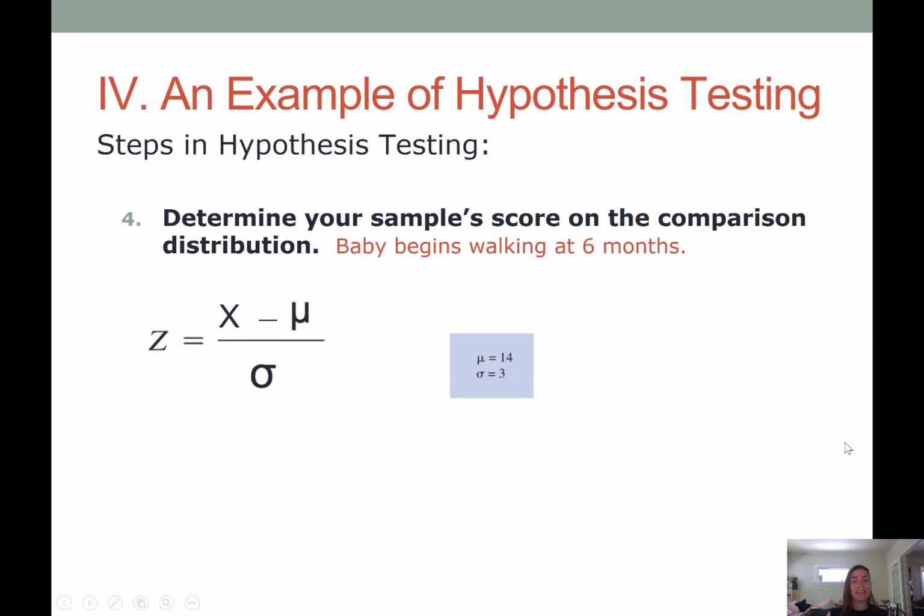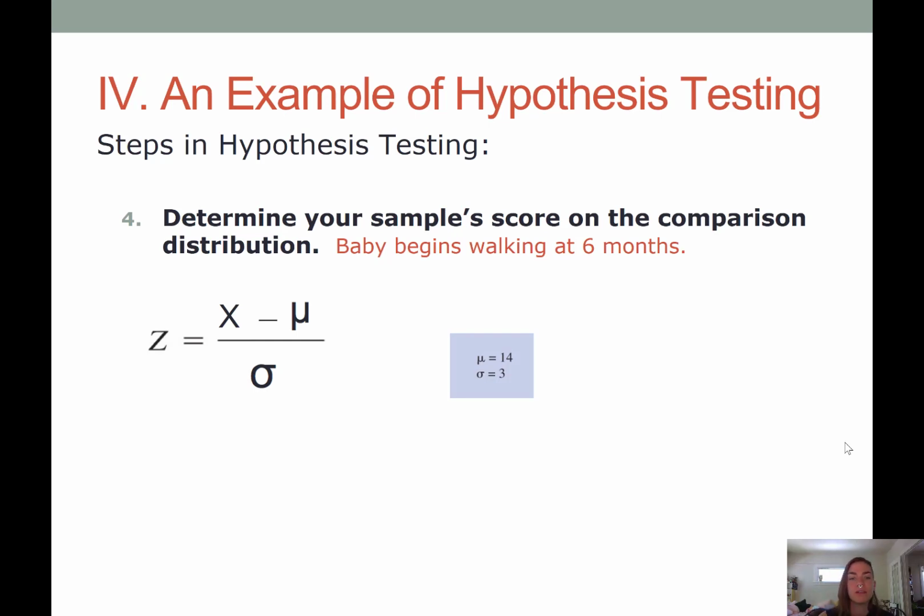All right, now's the fun part. We get to actually do the test. In step 4, I determine my sample's score on the distribution. So for now, let's just say I tested this vitamin on one baby, right? Maybe financial limitations. And my baby began walking at 6 months old, as early as 6 months. Wow. So I'm going to calculate my z-score for my sample.